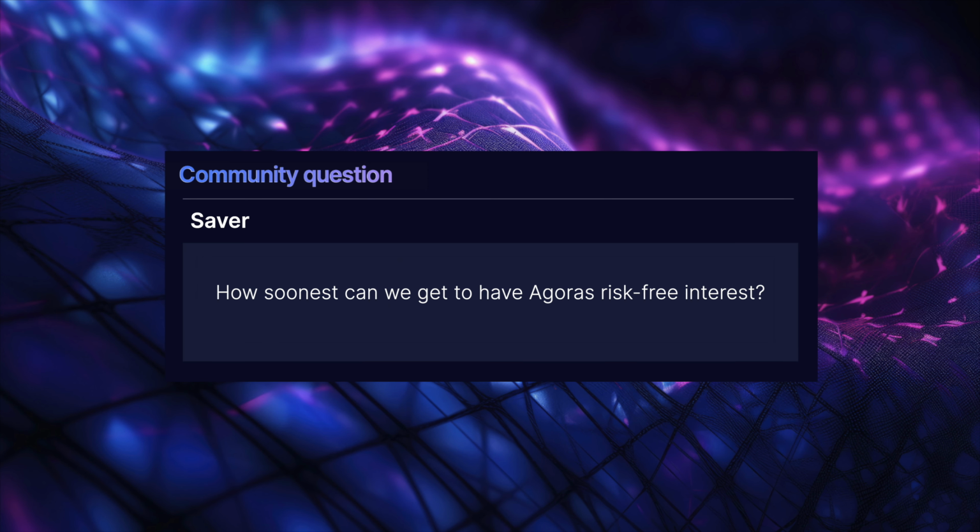And last question is from Saver, which is very fitting to the question. How soon can we get Agoras to have risk-free interest? I don't know what to say, but it will take some time until we reach a point where everything is so solid and we are free to deal with the derivatives market over Agoras.